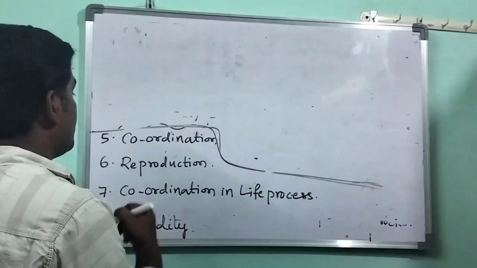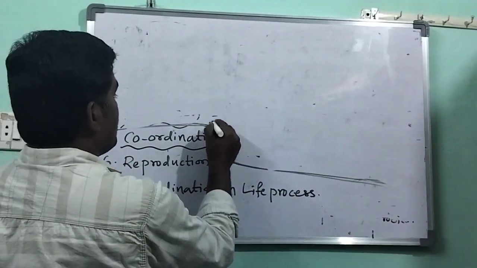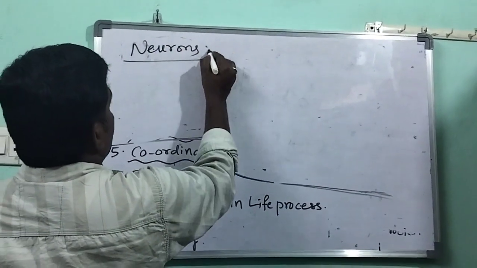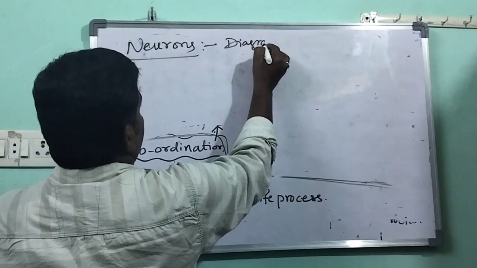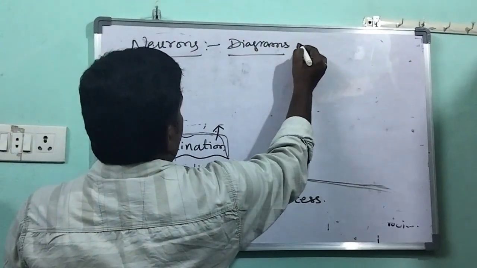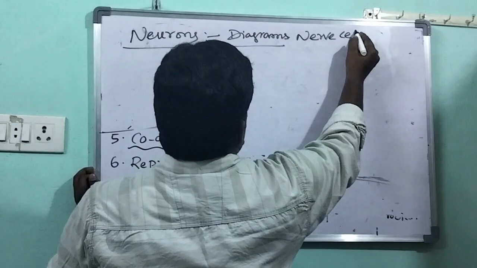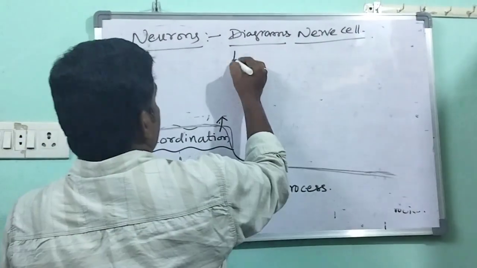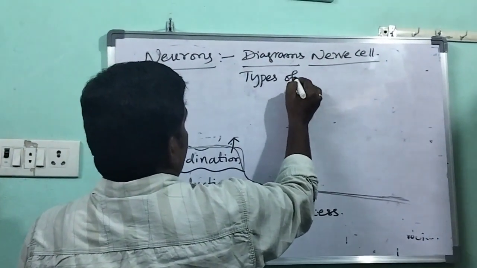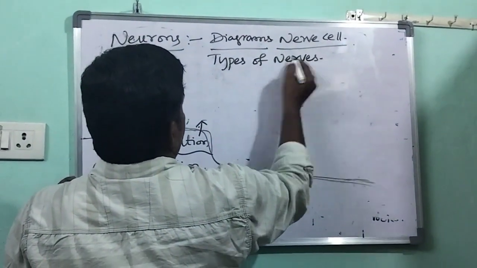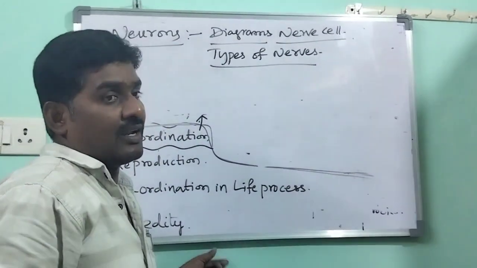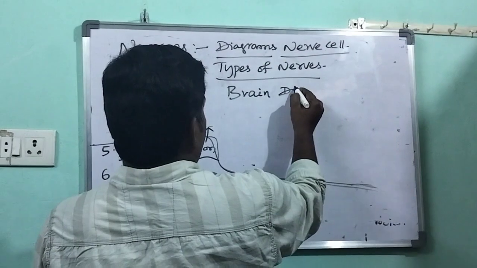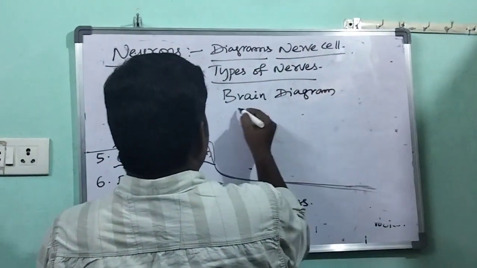Next, there is the coordination chapter. Coordination is nothing but neurons, the nerve cell. So the structure of a neuron, diagram. Structure of a nerve cell, nerve cell diagram. Next, types of nerves: afferent nerve, efferent nerve. And next, the brain diagram, parts and functions.